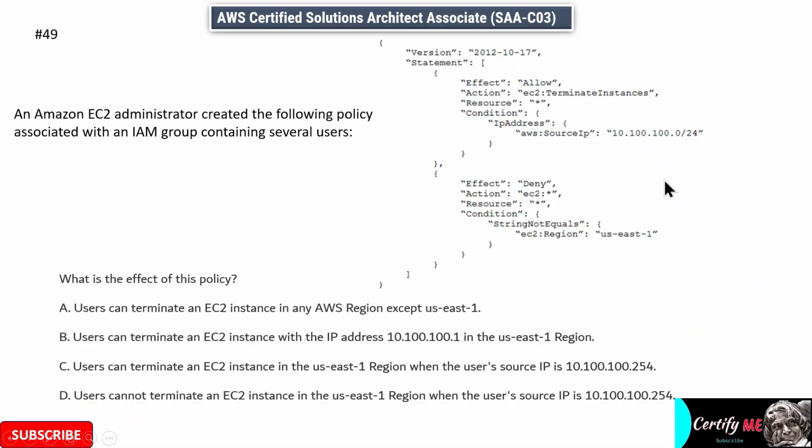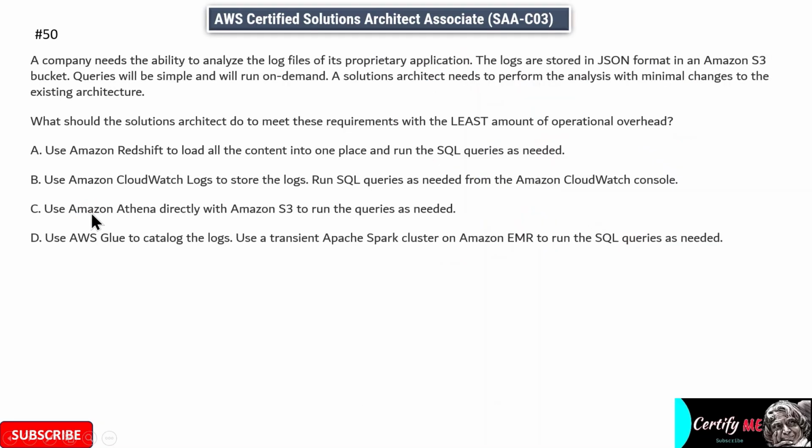Next question. An Amazon EC2 administrator created the following policy associated with an IAM group containing several users. What is the effect of this policy? The correct answer is option C. Let's move on to the next one.